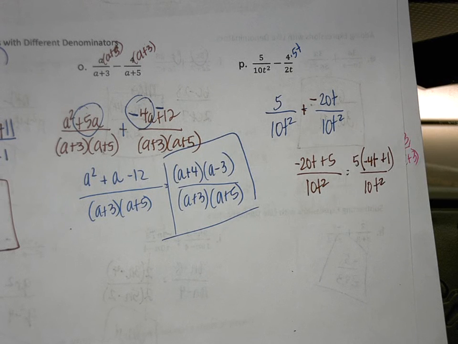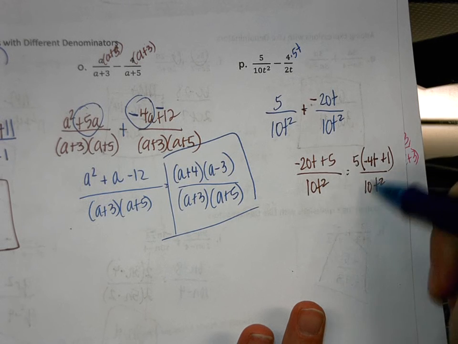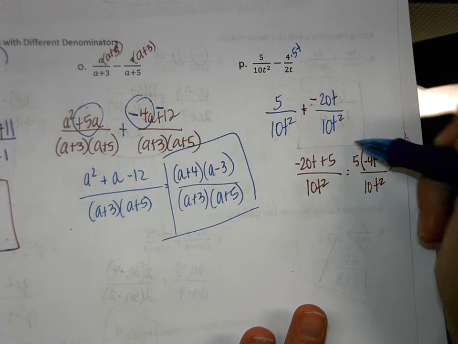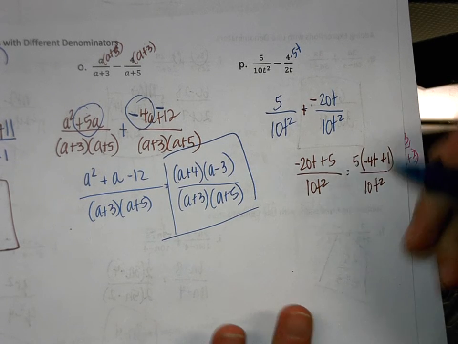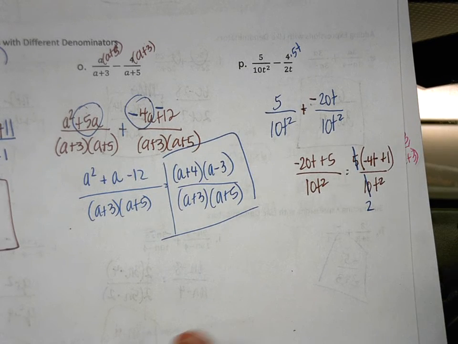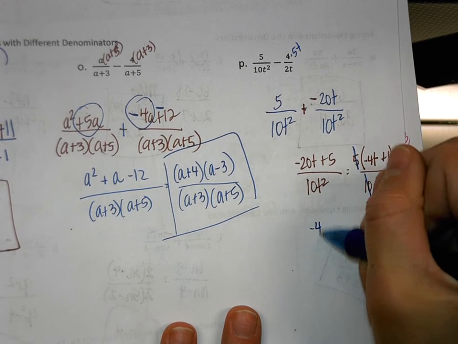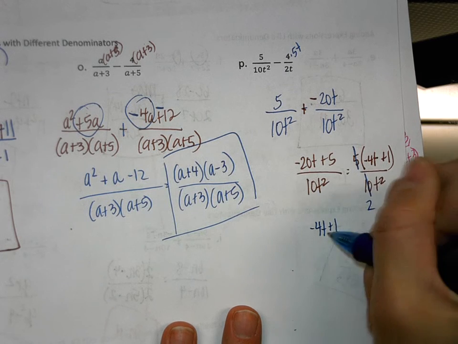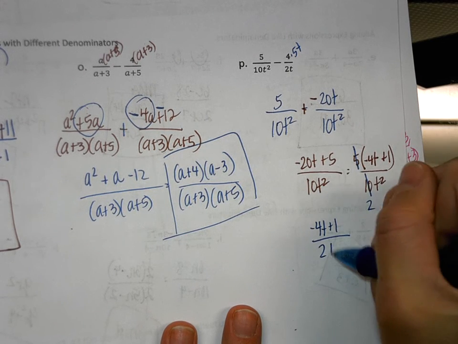Yes. The 5 and the 10. The 10's not connected with any pluses or minuses, right? And the 5's not connected with any plus or minuses. So 5 can reduce with our 10 and make that a 2. And so we end up on top, negative 4t plus 1 over 2t squared.